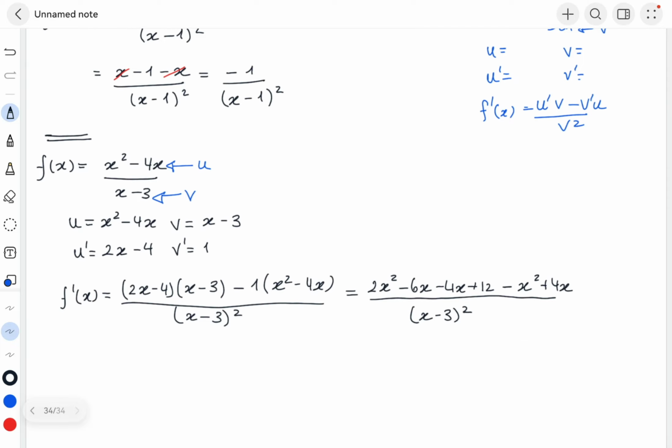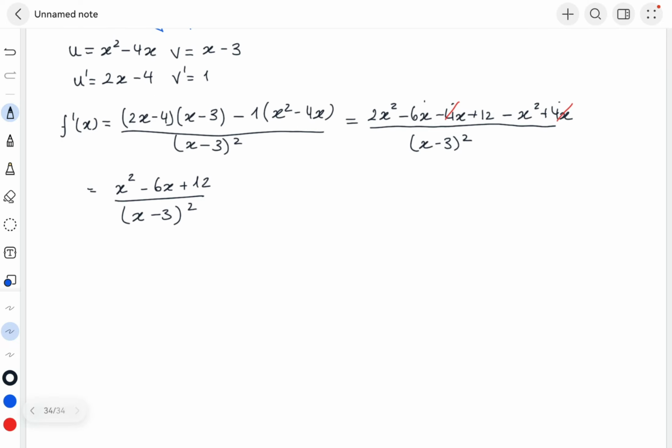Now, we can combine like terms. So 2x squared and negative x squared leave us with x squared. Negative 6x, negative 4x and positive 4x: negative 4x and positive 4x cancel out, so we'll be left with x squared minus 6x plus 12, all over x minus 3 squared. That is our second example.